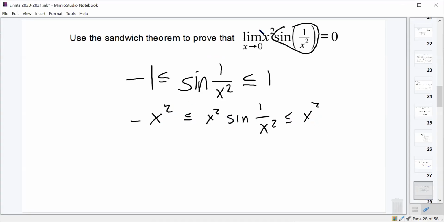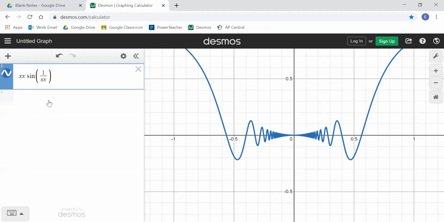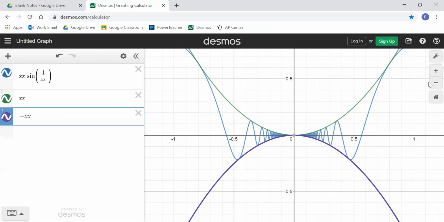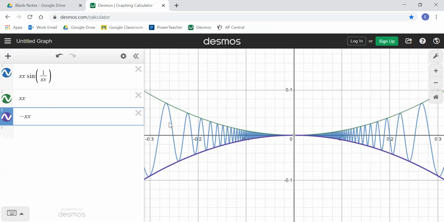So let's go back and take a look at the graph here, and let's throw in x squared and negative x squared. And if we zoom in a little, we can see that these oscillations are hitting x squared and then hitting negative x squared and then hitting x squared again and then negative x squared, and they're going to keep doing that infinitely. And this function, y equals x squared, is an upper bound for the function we're interested in. And the function y equals negative x squared is the lower bound. Everybody see that?